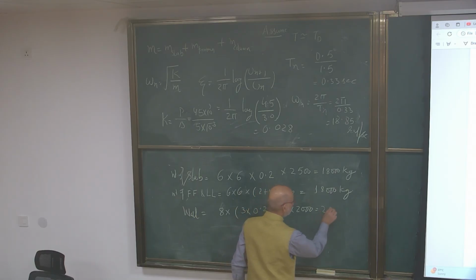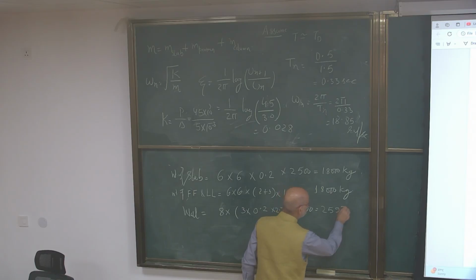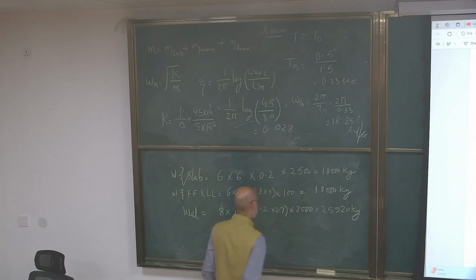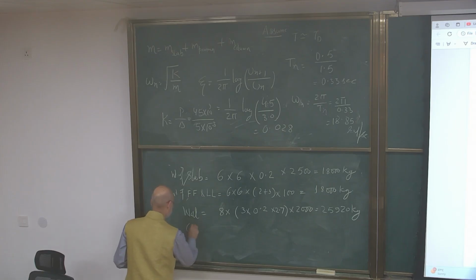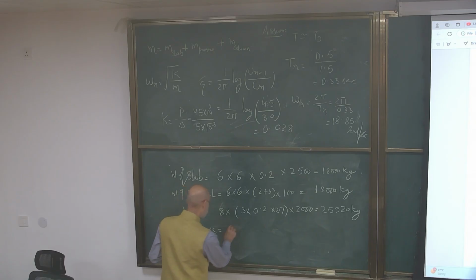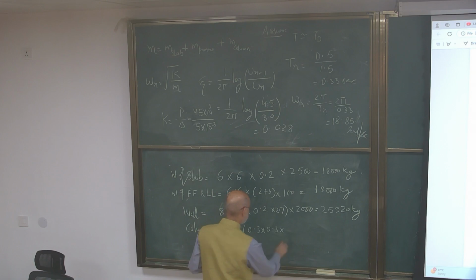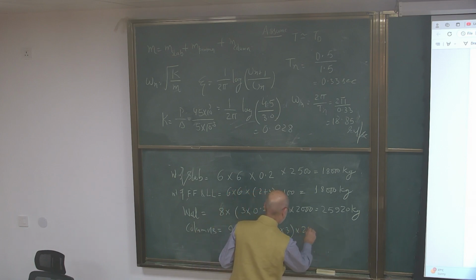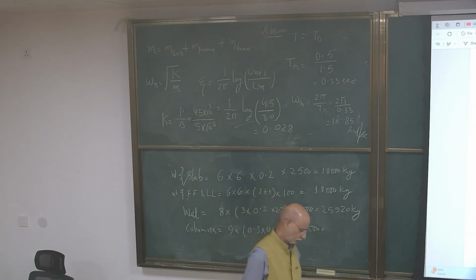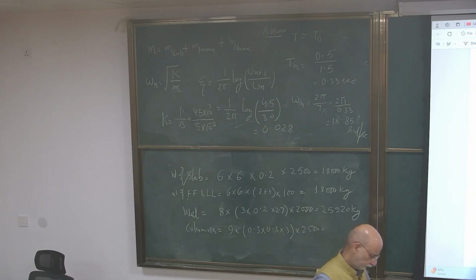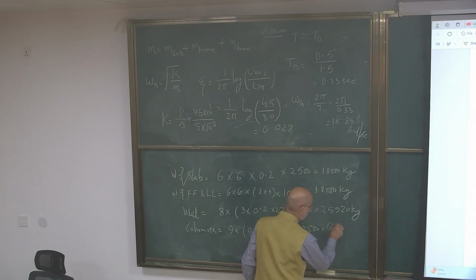Two, 9, 2, 0. Good. Columns. There are 9 columns. Column is 3 by 3, height is 3 meters. Density is not PU. 6075. That's all.